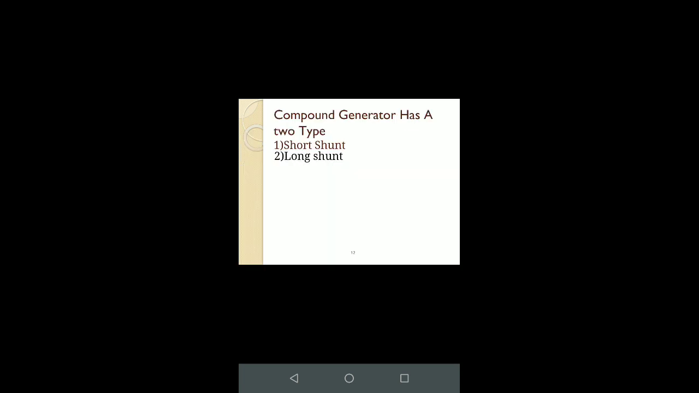And again it is classified into two types, the short shunt and the long shunt. It purely depends upon where the field winding is connected. If it is connected across the armature, it is considered the short shunt. If that field winding is connected across the load, then it is considered the long shunt.